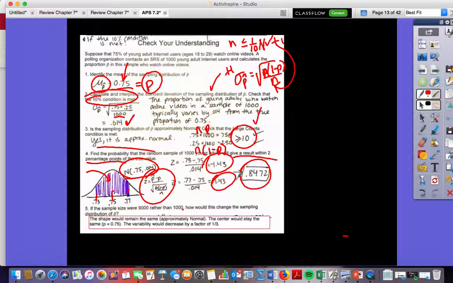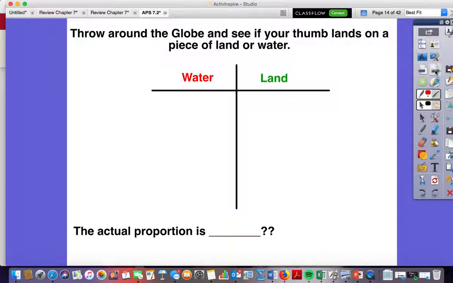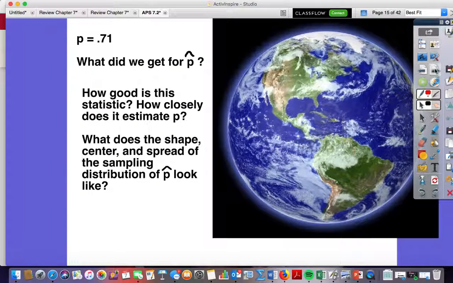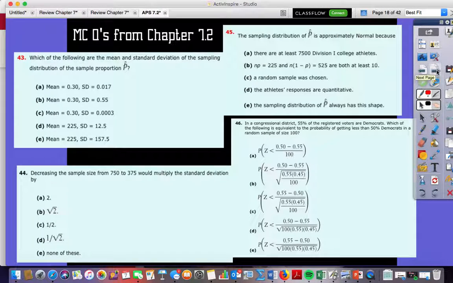But as we increase the sample size, what would we expect about our standard deviation? What would happen to this number? That number would decrease, right? Our variability would decrease. Cool? All right, we're going to go through some other questions here. So hang in there. We're going to do these a little bit quicker on this side.